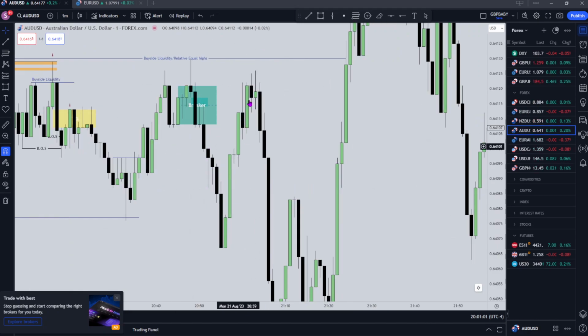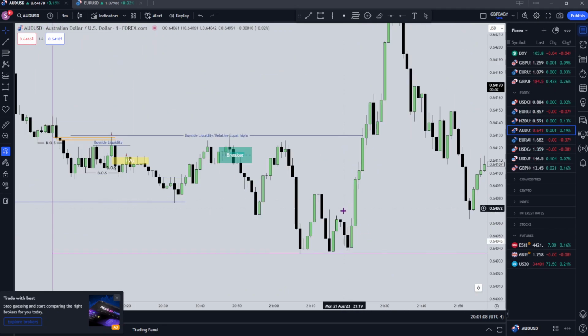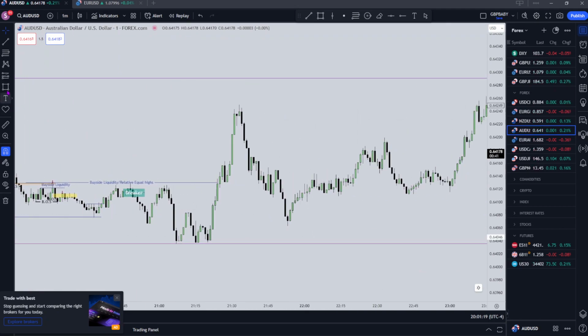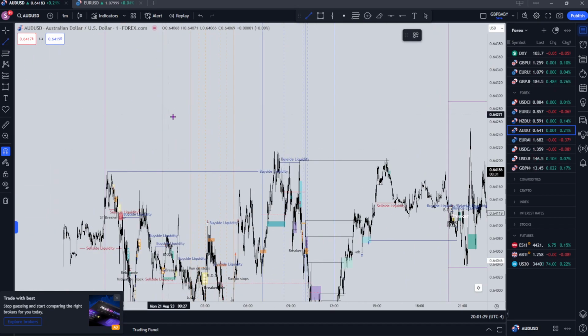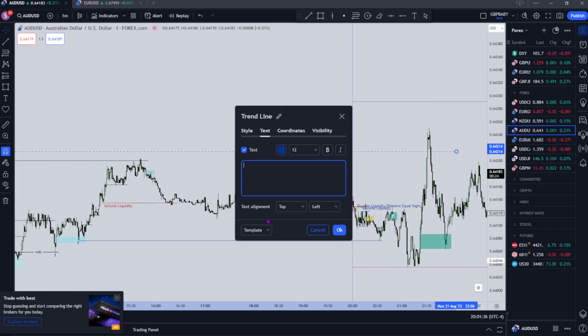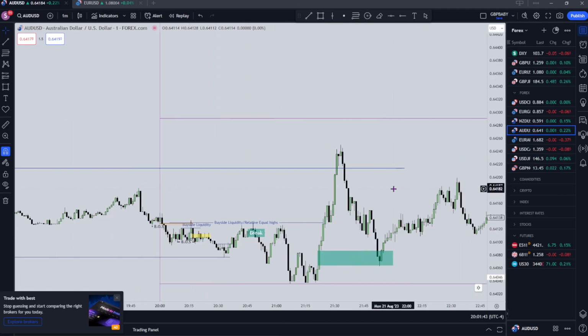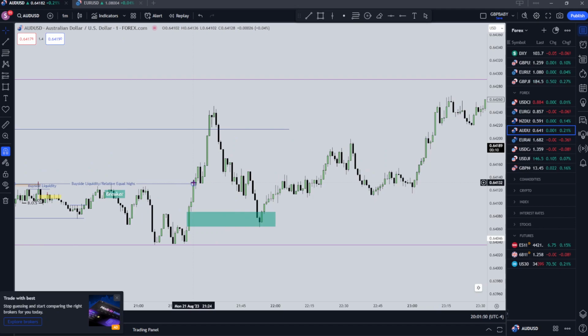But I don't like this kind of action here when it comes down and back and down and back. I don't really like it too much, but what can you do? This was Monday's high, so you can see we take that out in the Asian session. Yeah, a lot of back and forth.